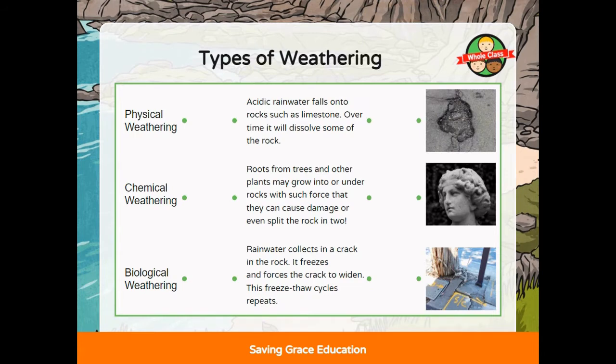In order to understand the geography of coastlines, we need to understand different types of weathering. Weathering is the breakdown of rocks at the Earth's surface by the action of rainwater, chemicals, extremes of temperature, and biological activity.